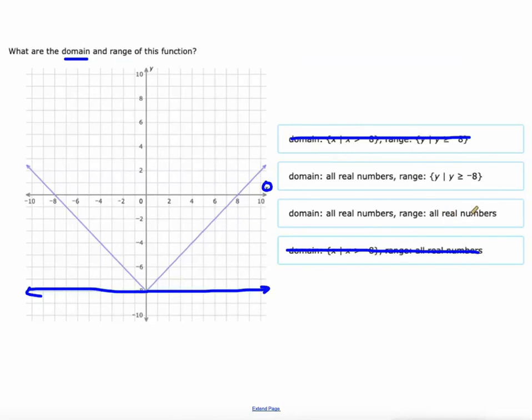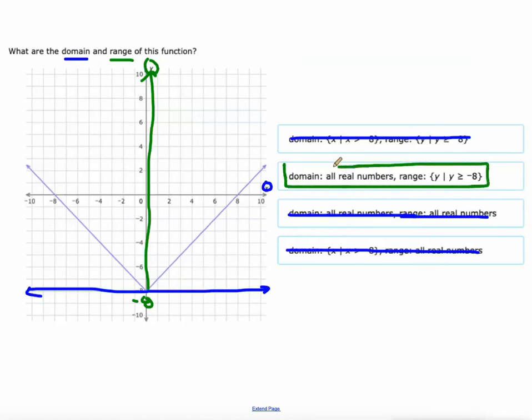Is our range all real numbers? No, our range isn't all real numbers because we never get a value below that blue line, right? So our range is everything from -8 up. Those are our possible y values. So that's our range from -8, including -8, and up. So the domain is all real numbers. The range is all values of y such that y is greater than or equal to -8. I think you're getting the hang of this.